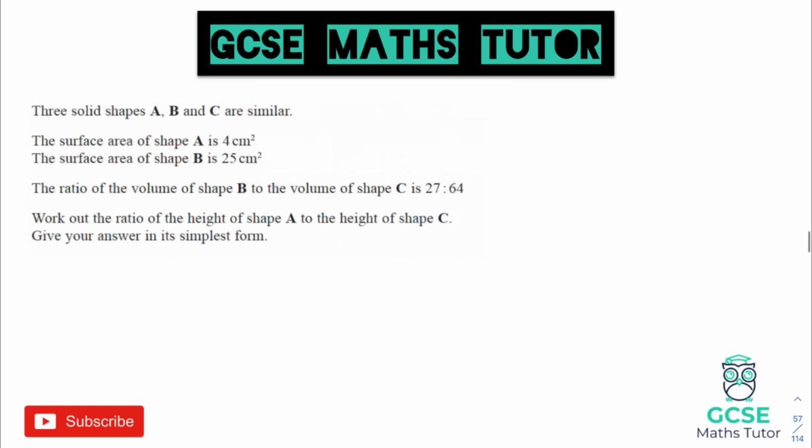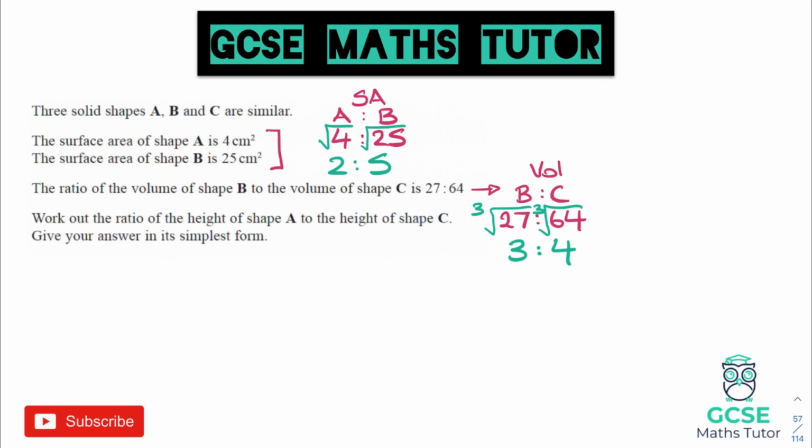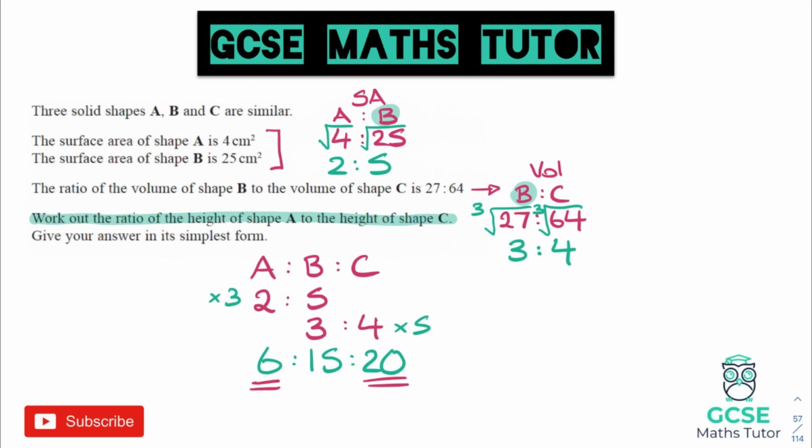Just remember to look at the scale factors. This particular one gave us a surface area ratio and a volume ratio, but to compare them they had to both be in height, so we had to square root the surface area numbers and cube root the volume numbers. We could then form a 3-part ratio to find the relationship between A and C. So make sure you're happy with your 3-part ratios, just making that same number in the middle. Once you've got the number in the middle, we could identify the ones we needed and simplify it as asked.